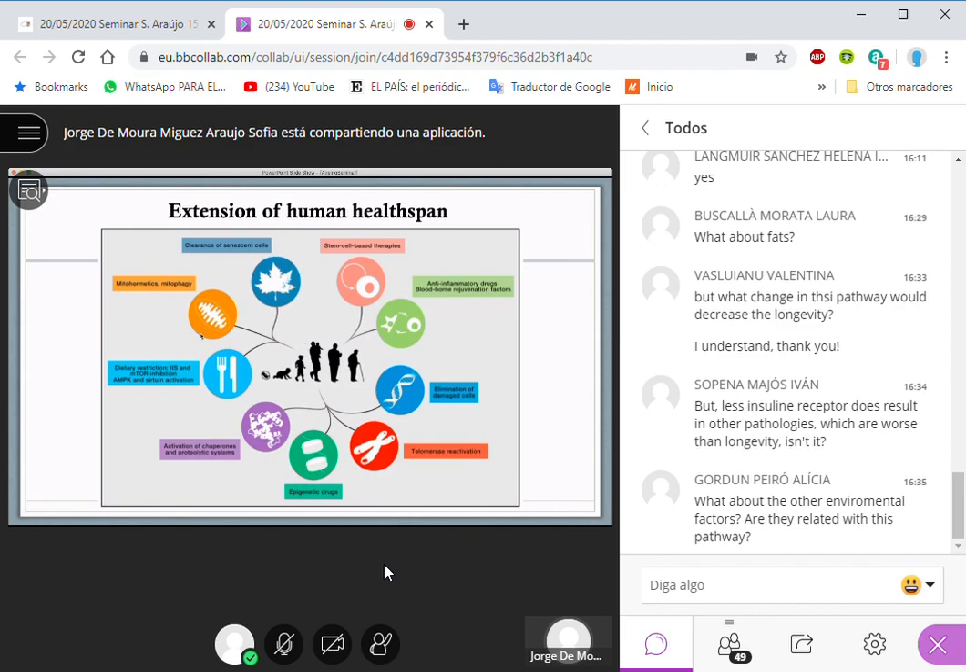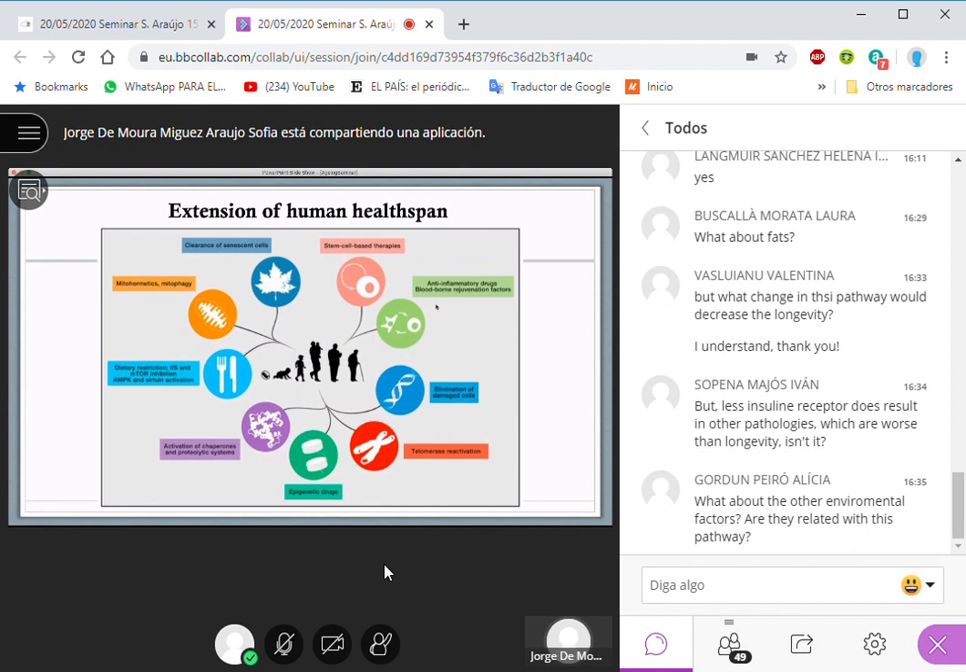We have mitochondria, and also one part which is quite important, which is removing senescent cells from organisms because of this intercellular communication. We have stem cell-based therapies, so what if we can just, using stem cells, renew the tissues in the body?